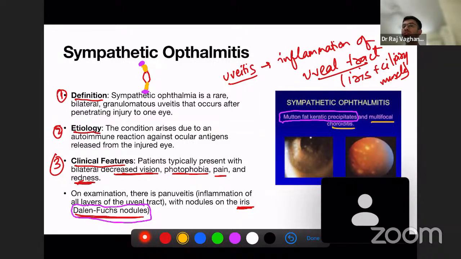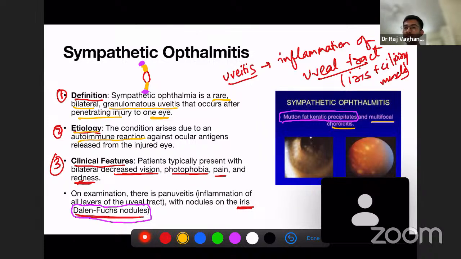So what are the things that you have to study? Definition: what do you have to remember in the definition? A rare, bilateral, granulomatous uveitis that occurs after penetrating injury to one eye. Etiology: how does it happen in both eyes even if only one eye is injured? Due to an autoimmune reaction. You have to remember autoimmune reaction. Clinical features: decreased vision, photophobia, pain, and redness.